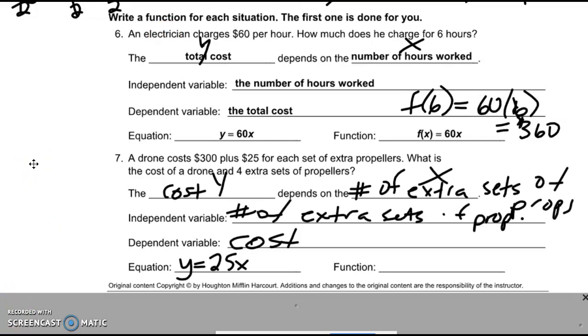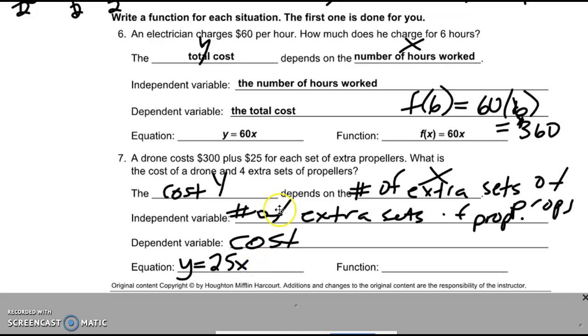No matter how many sets of extra propellers this person's going to have, they have to pay at least what? $300. That's a flat amount that doesn't change depending on how many extra propellers. That's the cost just to get the drone. So we have to put that at the end. We have to put plus $300. That's a constant.